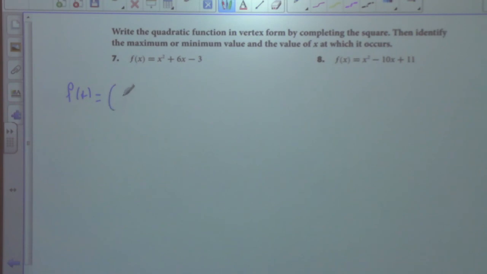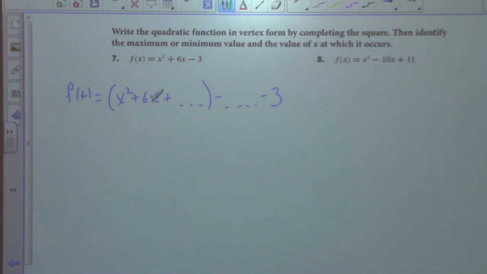So we're going to rewrite this as x squared plus 6x inside the parentheses plus some number that I haven't figured out yet. And then I'm going to subtract that same number, whatever I added here. And then finally I'm going to bring this minus 3 out on the right.